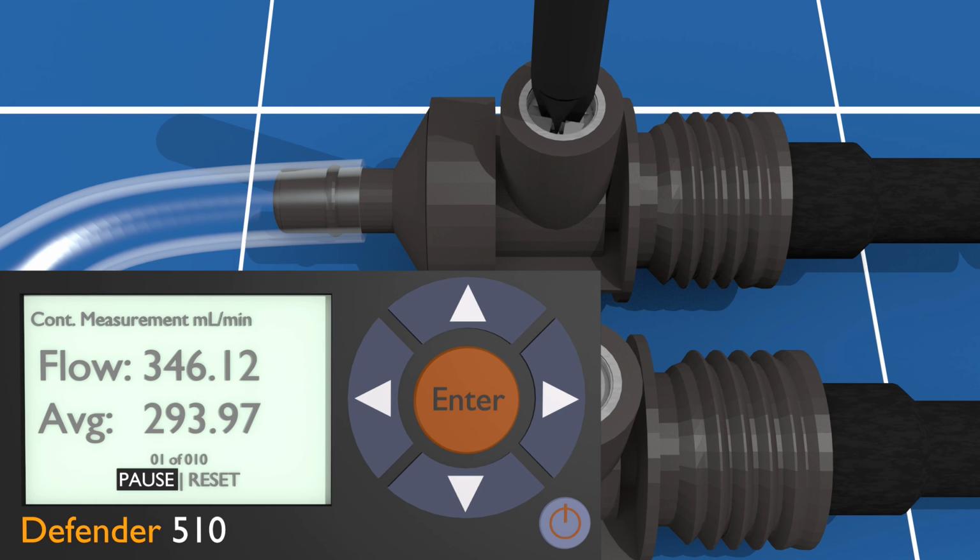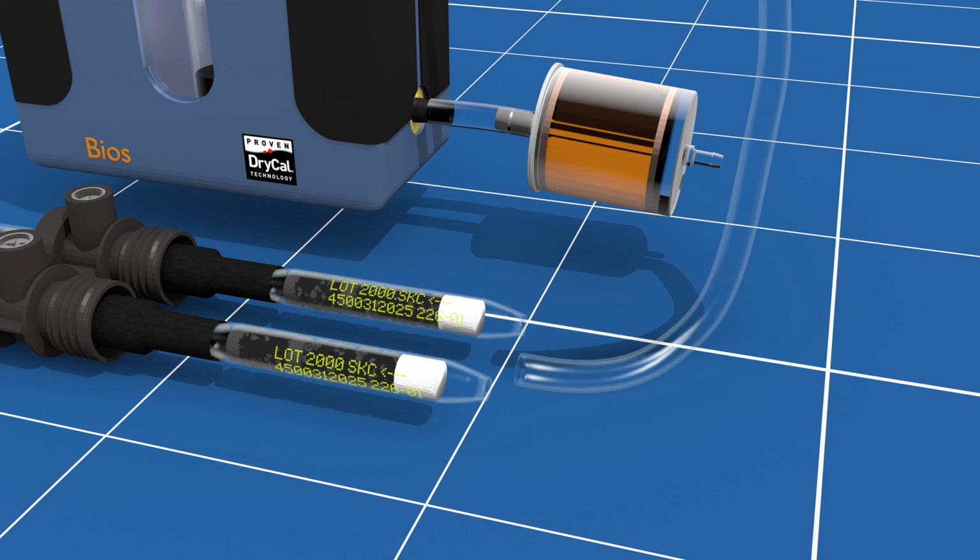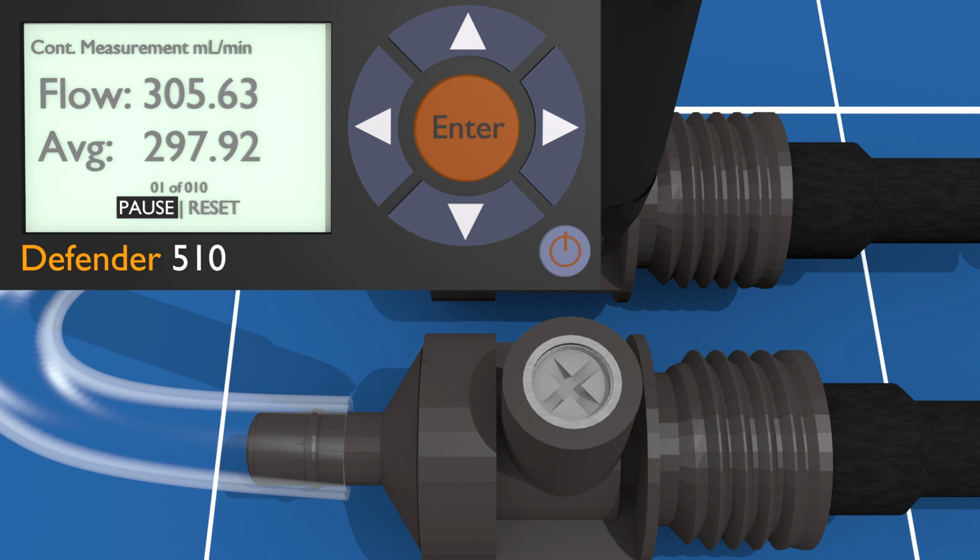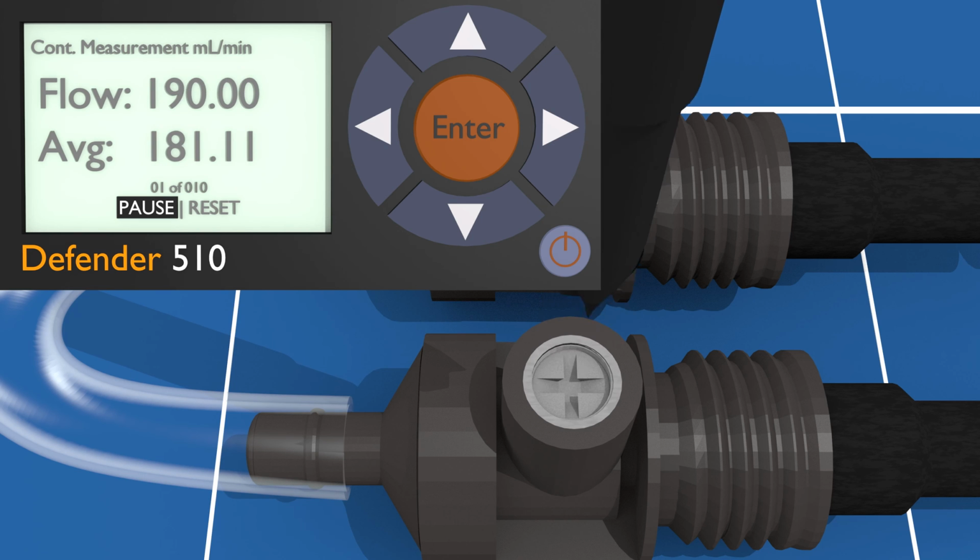Repeat these operations to calibrate flow to the other sample tube. Check the first sample tube again and readjust if necessary. If a readjustment is made, check the other tube again.